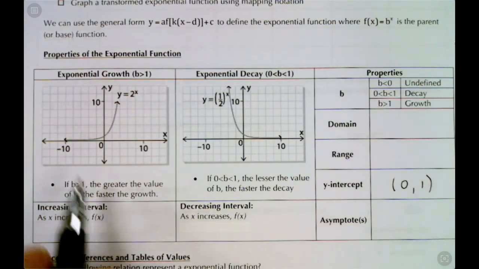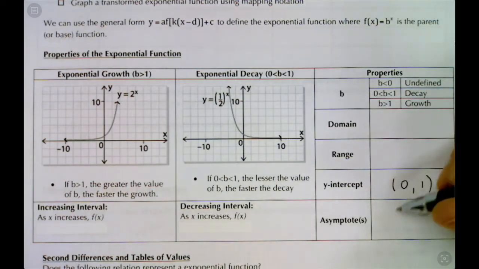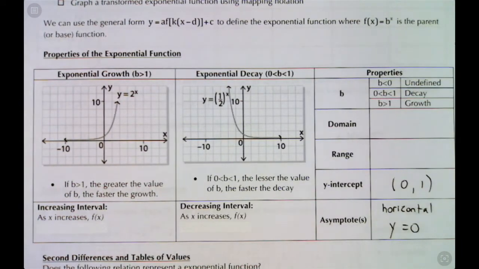And as we've seen, when graphs approach lines but don't cross them, in this case, we're likely dealing with an asymptote. And both exponential functions, growth and decay, have a horizontal asymptote. And without transformations, just for the parent function, it's y equals 0. Transformations can shift that asymptote, as we'll see in the 4.6 lesson.